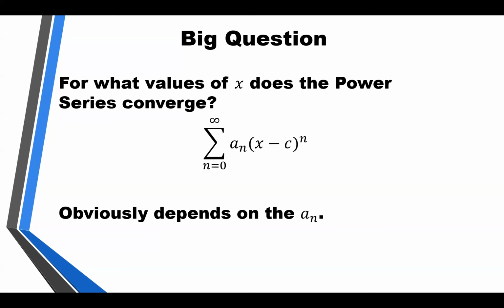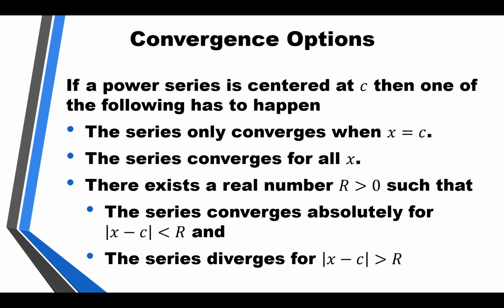Obviously, this is going to depend on what coefficients we have. So different power series are going to converge at different values of x. Some power series are going to converge at lots of values for x. Some power series are going to converge at almost no values for x. I say almost no value for x. It turns out for each power series, we're going to have 3 options.